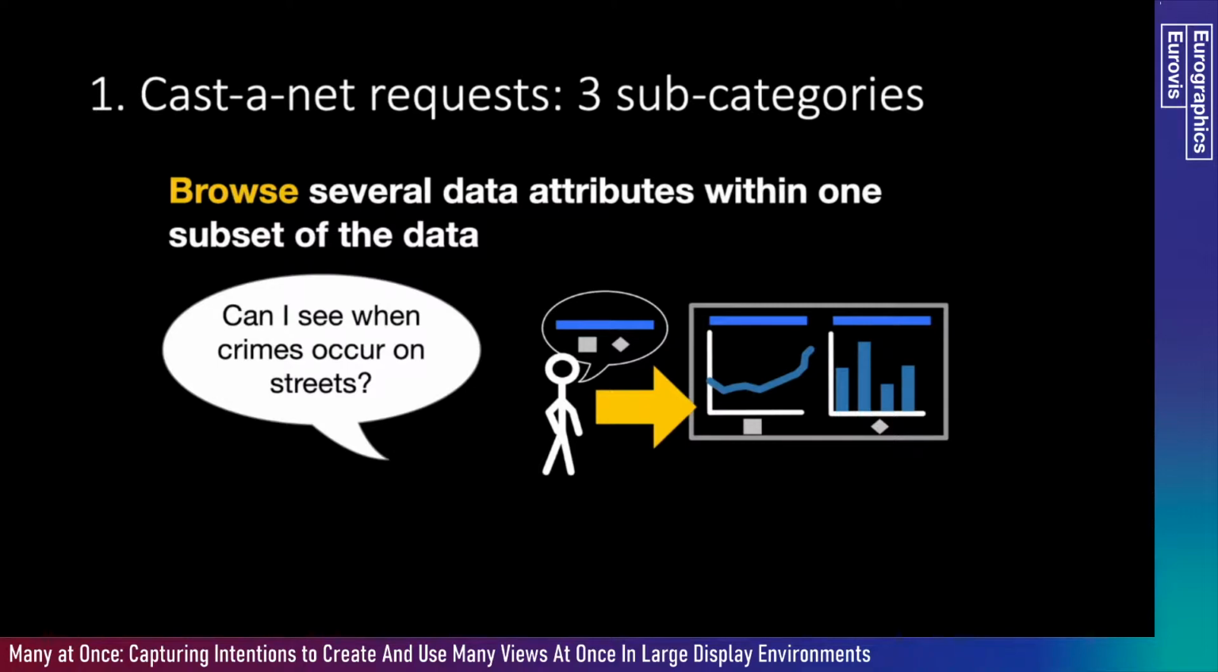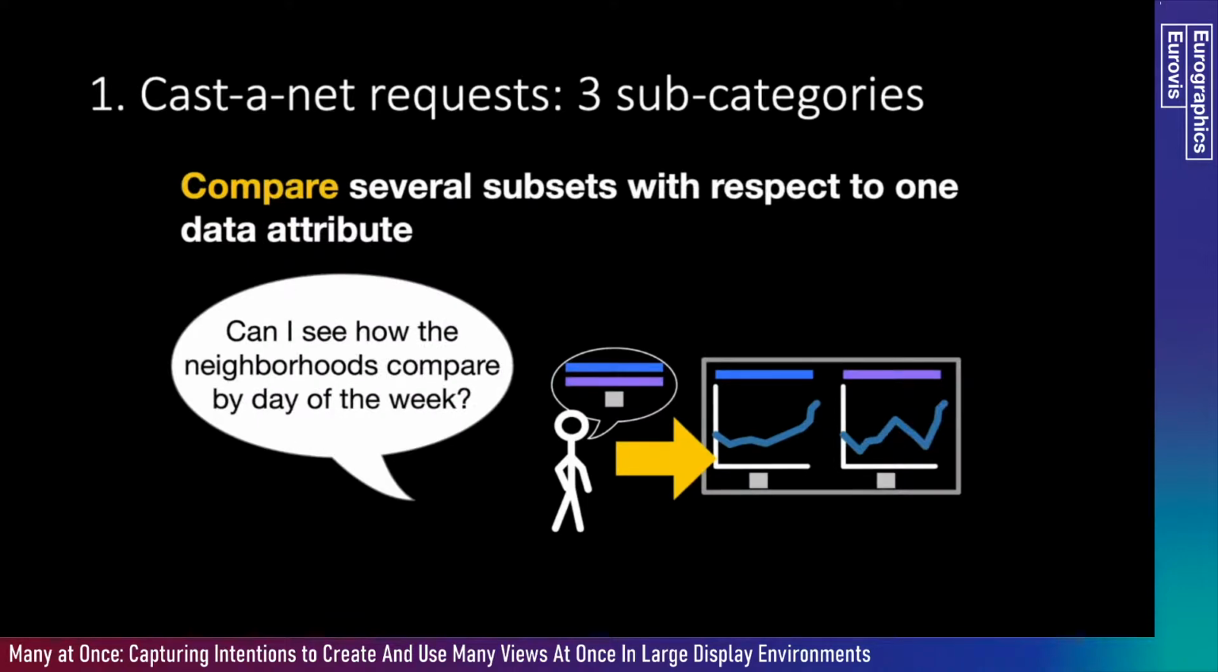We divided these into several subcategories, which I'm going to briefly mention because they help illustrate how these actions were used in data exploration. First, browsing cast-a-net requests looked at several subsets, several data attributes within one subset of the data, such as when someone is interested in one crime location with respect to several data attributes. Compare cast-a-net requests instead look at several subsets of the data with respect to a conserved data attribute to compare those subsets.